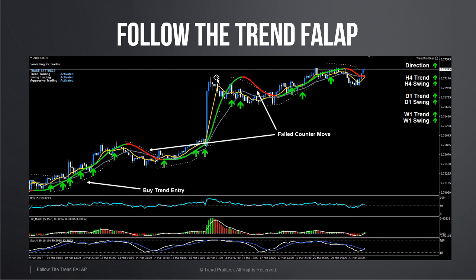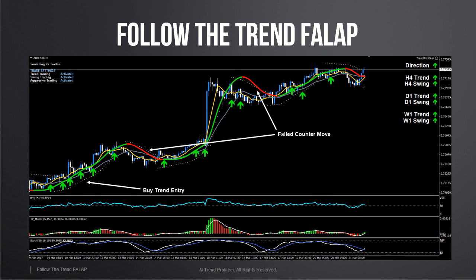Then again, we had another counter move. We had a technical crossover here, the fast moving average, the gold or yellow, crossing over and coming below the slow one, the gray. So we can see another failed move here because it continued to move up and didn't move back down.